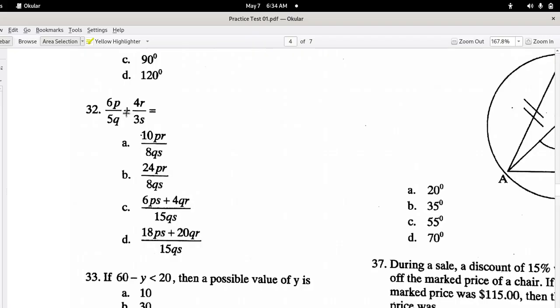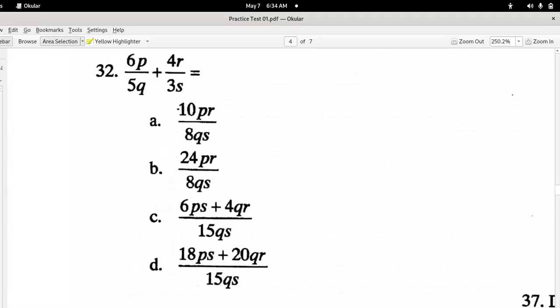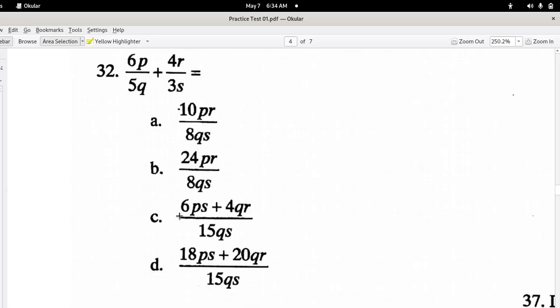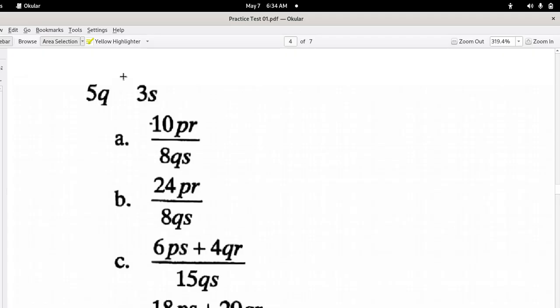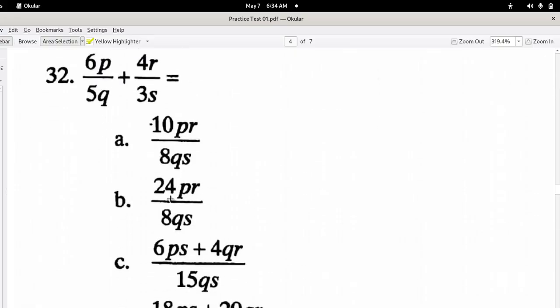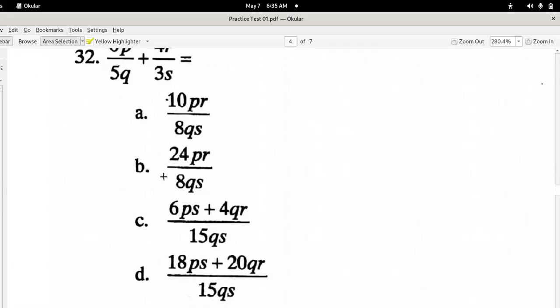Now 6p over 5q plus 4r over 3s. You can use common denominators, right? Multiply 5q by 3s and multiply 3s by 5q. Multiply both top and bottom by the same thing. You can simplify and see which one is correct, and whether A, B, C, or D you can eliminate quickly.